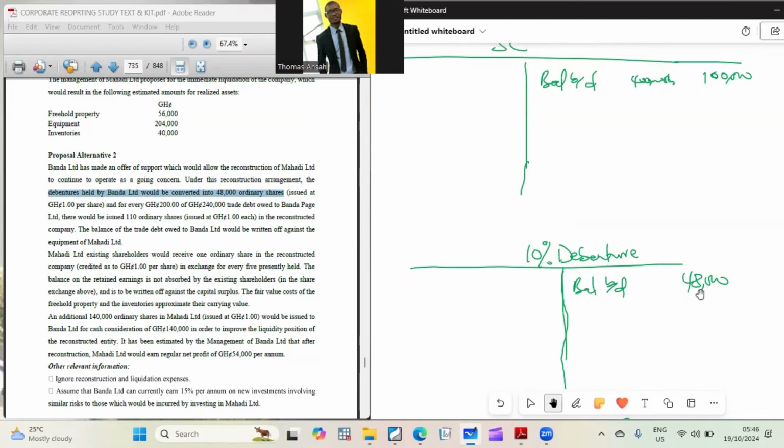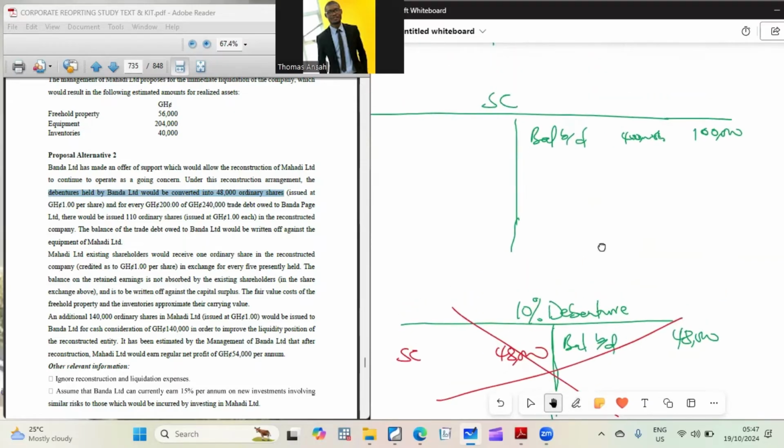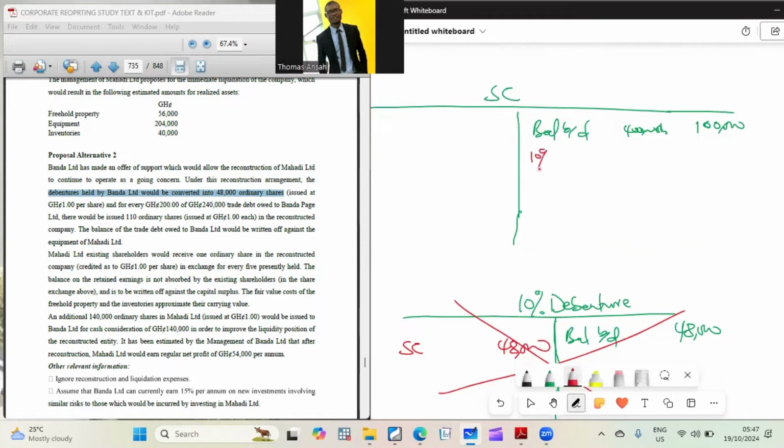Class, I hope you understand the statement. Yes, sir. So it means remove the debenture from the system and let it become equity share. All you need to do is to take it to stated capital, 48,000. So this thing is cancelled off. It will not appear anywhere again. So we go to our stated capital. We bring in the 10% debenture, and that one is coming with 48,000 shares at 1 Ghana cedi, and it will also be 48,000 cedis. That's all you do.